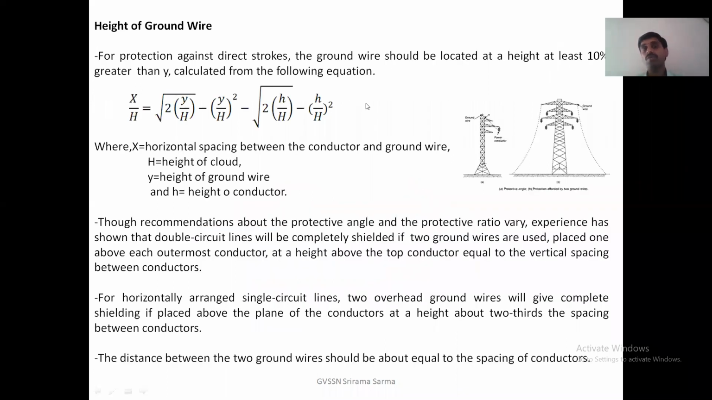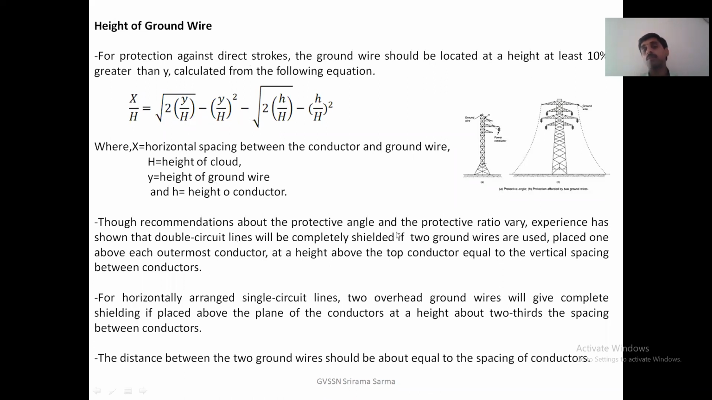So what is the height of the ground wire? Where should the ground wire be kept? For protection against direct strokes, the ground wire should be located at a height at least 10% greater than Y. What is this Y? Height of the ground wire. H is the height of the conductor. There is a formula like this, where X is the horizontal spacing between the conductor and ground wire, capital H is the height of the cloud, Y is the height of the ground wire, and H is the height of the conductor. This is the formula corresponding to where it should be located.